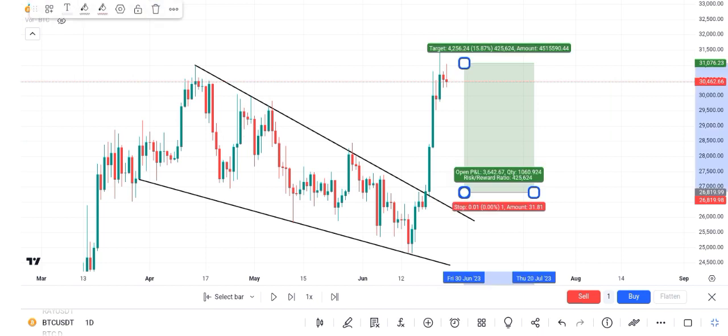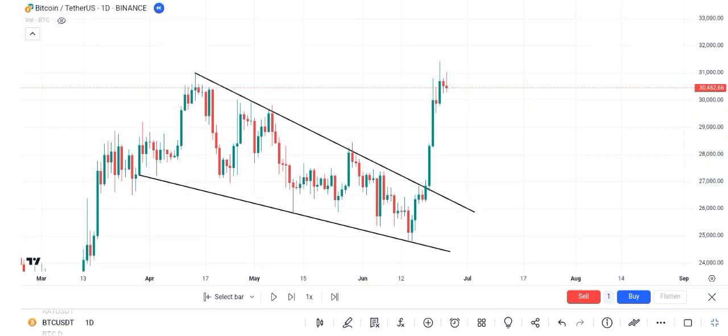Always use stop loss in trading because nothing is 100% confirmed in trading, especially in the world of cryptocurrencies. So I hope you understood the concept.